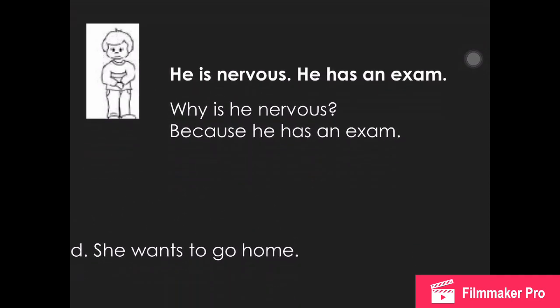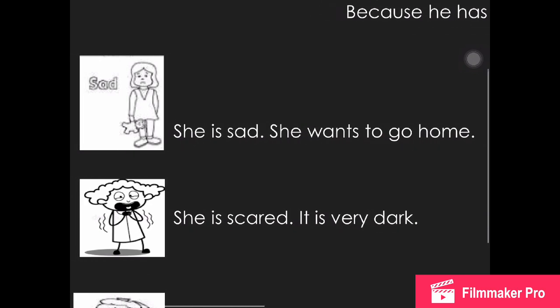For example, we can say, he is nervous. He has an exam. We can use the word why to make a question. Why is he nervous? We are going to give an explanation about this. So we're going to say, because he has an exam. Let's go to another example. I can say, she is sad. She wants to go home.